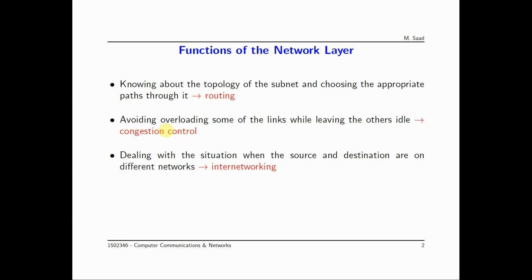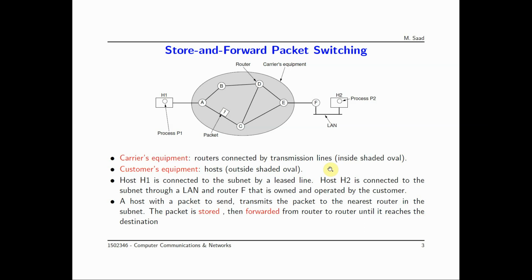Let's make sure that the packets will not all go through the same link so that the link becomes oversubscribed, it becomes congested, which means future packets can get lost, or suffer excessive delays, which negatively affects the quality of service. So avoiding congestion, and also dealing with the situation when the source and destination are on different networks. They're not connected to the same network, and this is what we call internetworking. And in this chapter, we will talk about most of these issues.